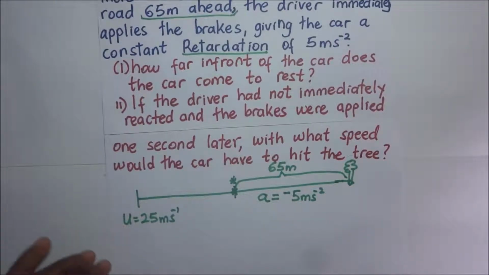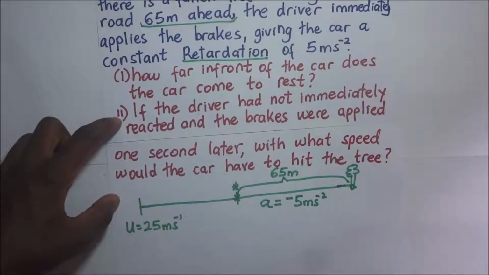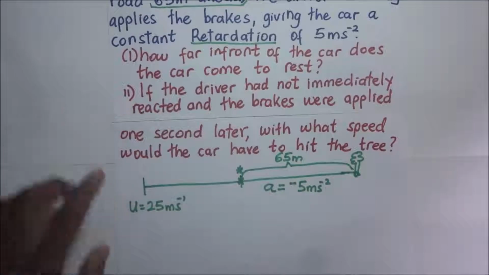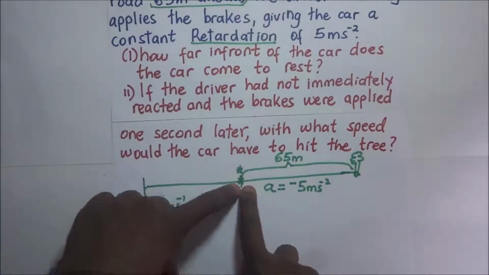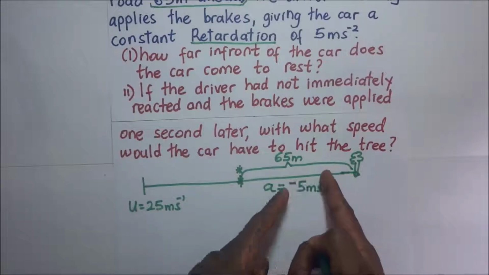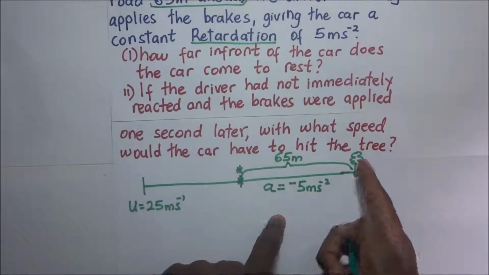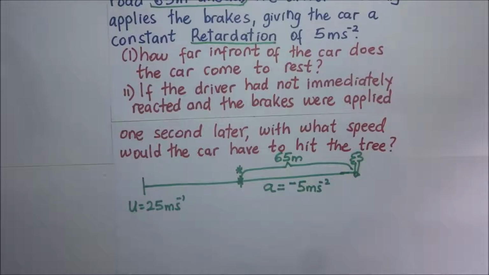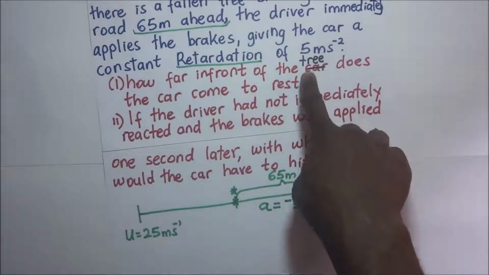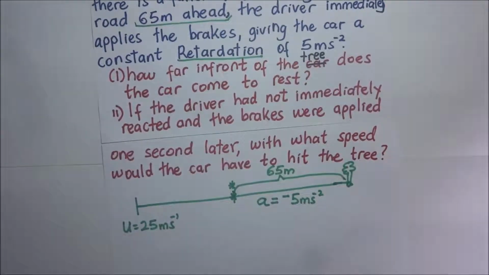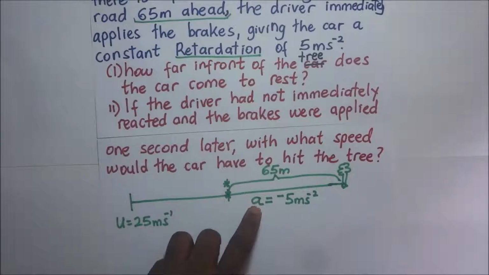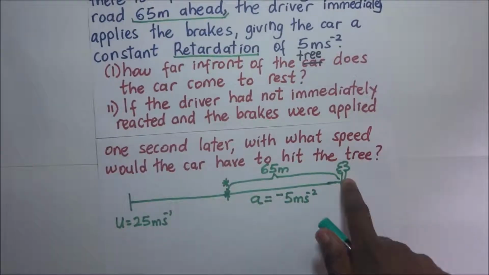So let's get started with the question. Roman 1. How far in front of the car does the car come to rest? It means that when this guy applied the brakes here and started slowing down, somewhere in between he eventually comes to rest before he hits the tree. So the question is, how far in front of the tree is it? When the guy applies his brakes, he eventually comes to rest in front of the tree.